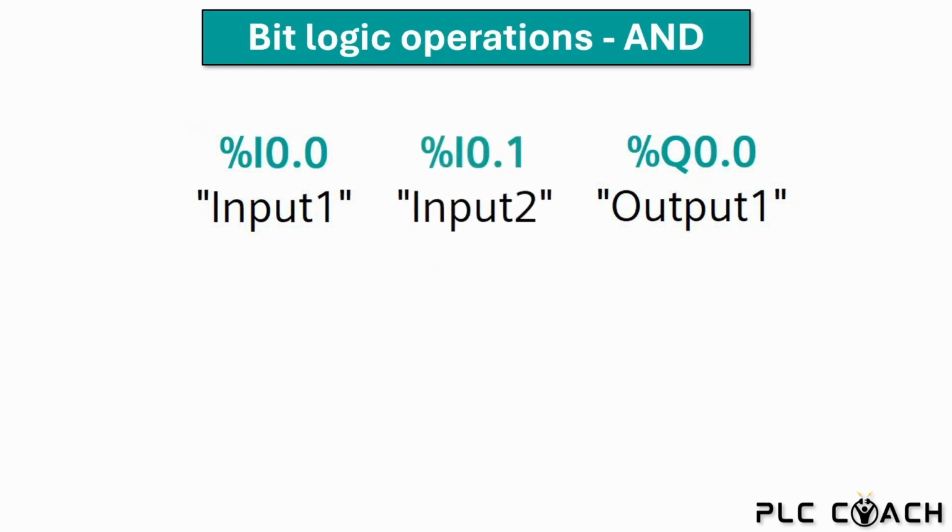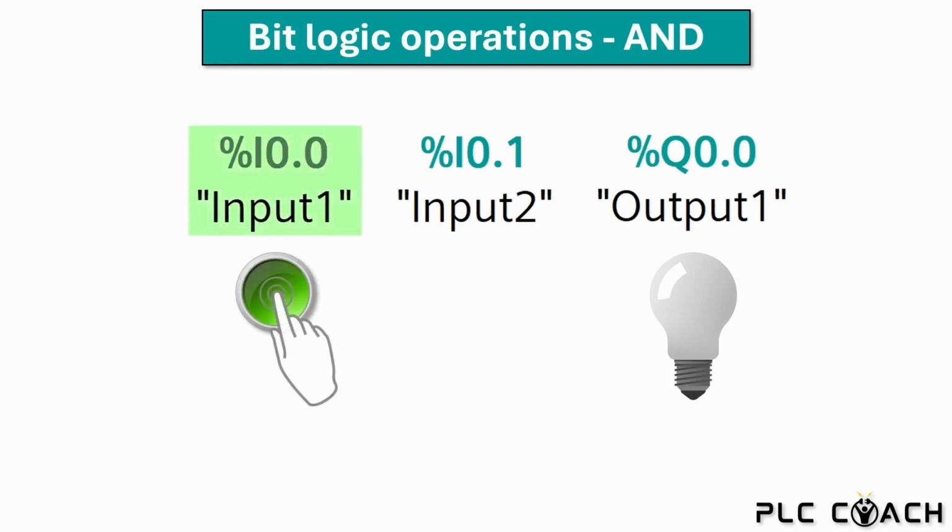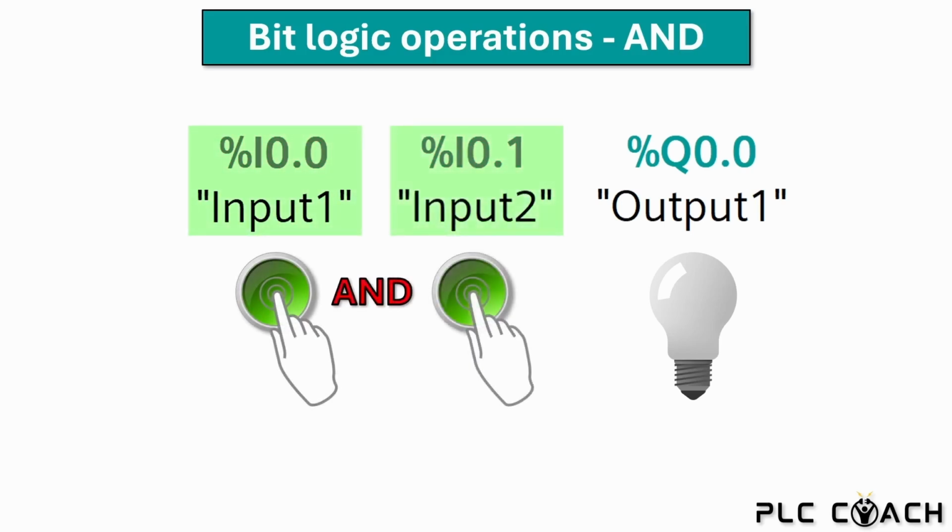Now, things are getting more interesting as we add another input to our program. Our goal is to control the output using an AND logic between the inputs. For the lamp to light up, input 1 must be true and input 2 must be true.